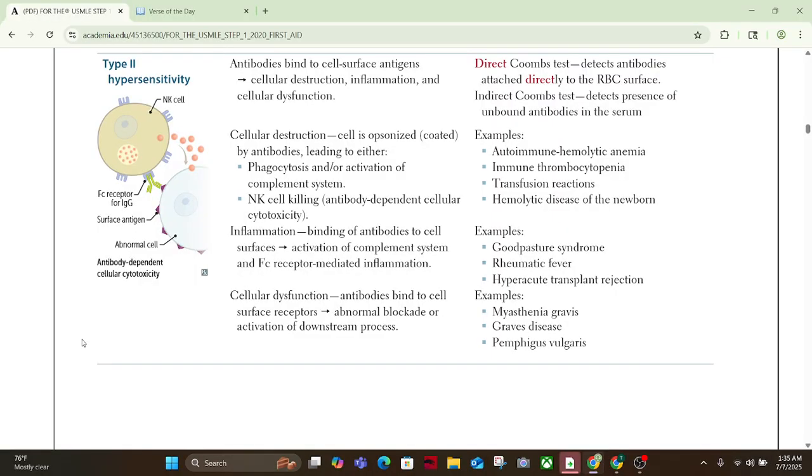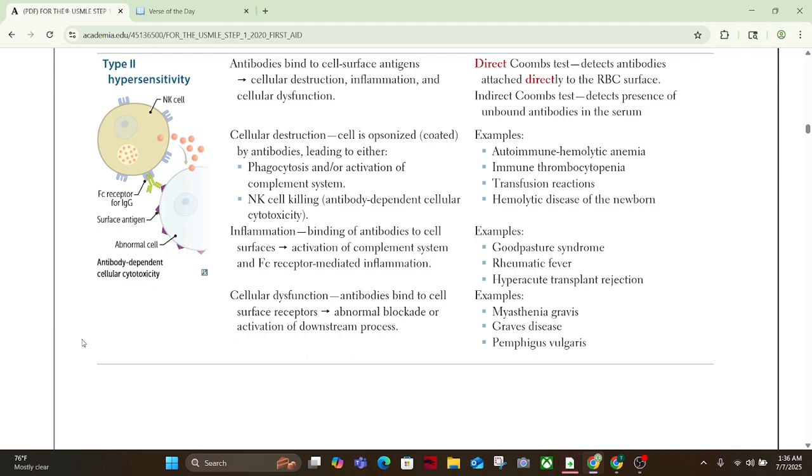Type 2 hypersensitivity. Antibodies bind to cell surface antigens, and this causes cellular destruction, inflammation, and cellular dysfunction. Cellular destruction: the cell is opsonized, meaning it's coated by antibodies, leading to either phagocytosis and/or activation of the complement system, or natural killer cells killing using antibody-dependent cellular cytotoxicity.